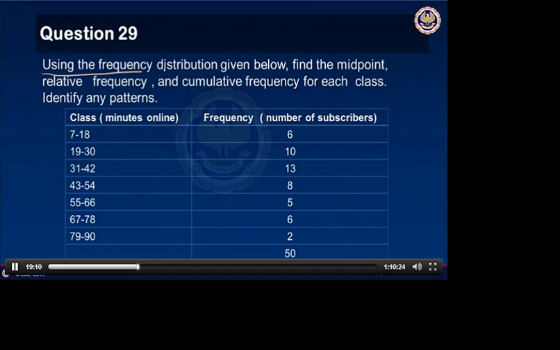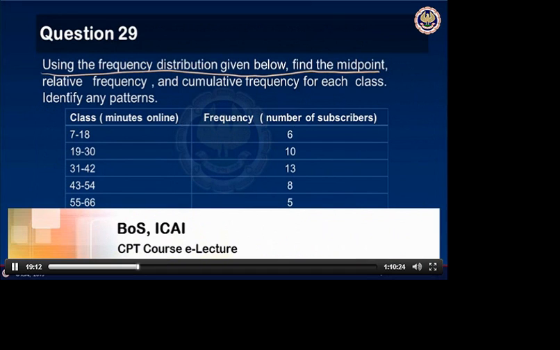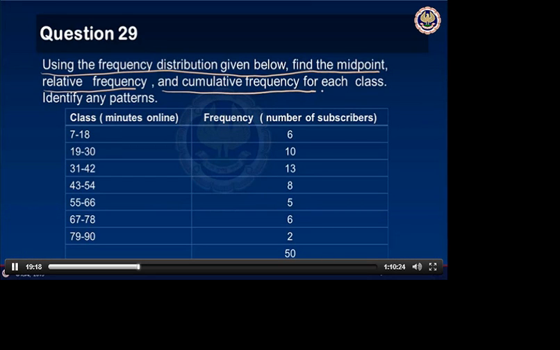So using the frequency distribution given below, find the midpoint, relative frequency, and the cumulative frequency for each class, and identify if there is any pattern. So when we make a data, we just try to find out what pattern or what is our analysis of the data. So we'll try to find out the class midpoint, the relative frequency, the cumulative frequency for each class, and then we try to find out an inference or any pattern which the data is showing.